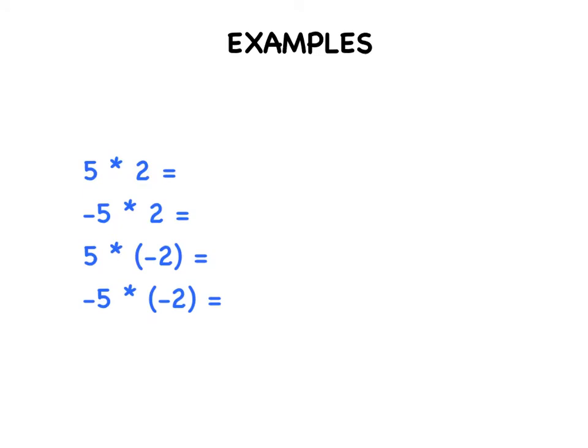Examples. So if we take 5 times 2, they're both positive, so the sign will be positive. 5 times 2 is a positive 10. Negative 5 times 2, well, the signs are different, so the product is negative. So negative 5 times 2 is negative 10. 5 times negative 2, again, different signs, negative result, so negative 10. And negative 5 times negative 2, the signs are the same, so the result is a positive 10.